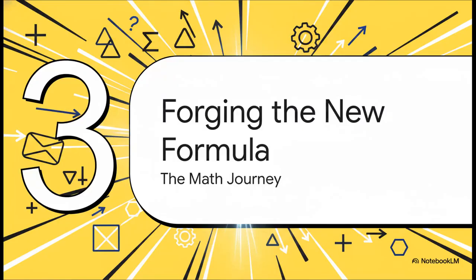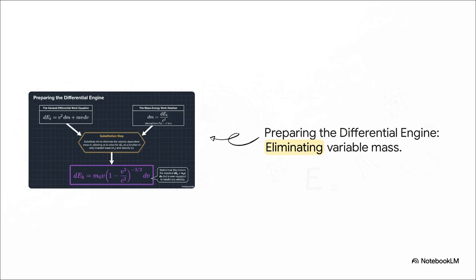All right, so with this new rule in our back pocket, we are officially ready to start our mathematical journey. We're going to forge the full relativistic energy formula right from these first principles. So how do we get from this new idea of work to a final formula? Well, the first step is we've got to deal with that pesky variable mass.